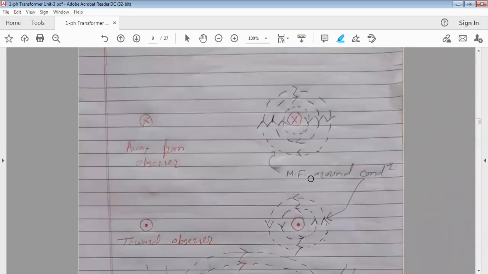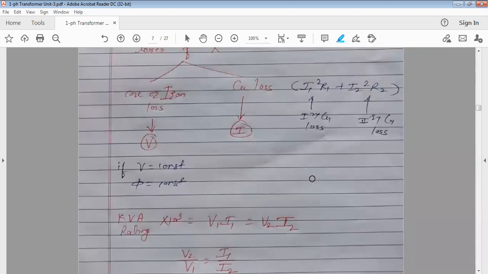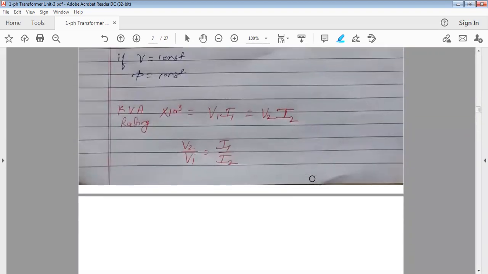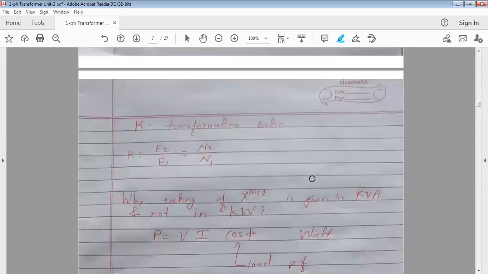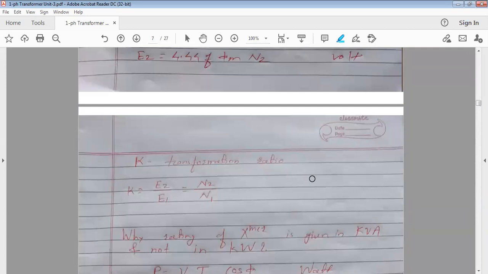Now, why is the rating of a transformer given in kVA? I think we finished this part in the previous lecture. For a motor, you all know what the input is. Whenever you switch on any fan, what input do you give? Electrical input, and the fan rotates, which means inside it the motor has electrical input and mechanical output.